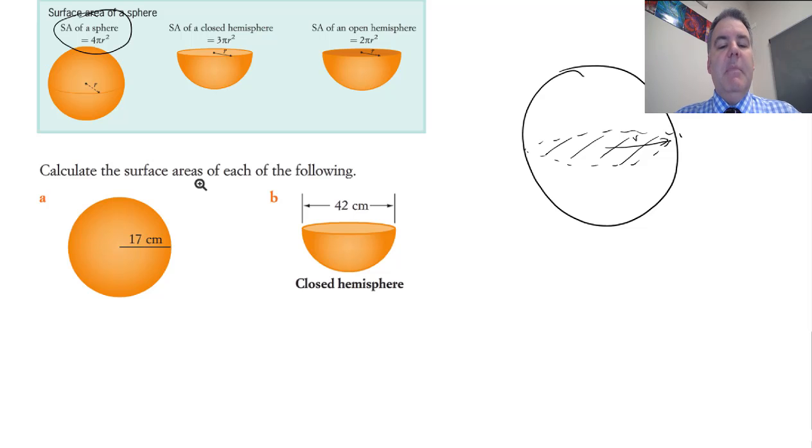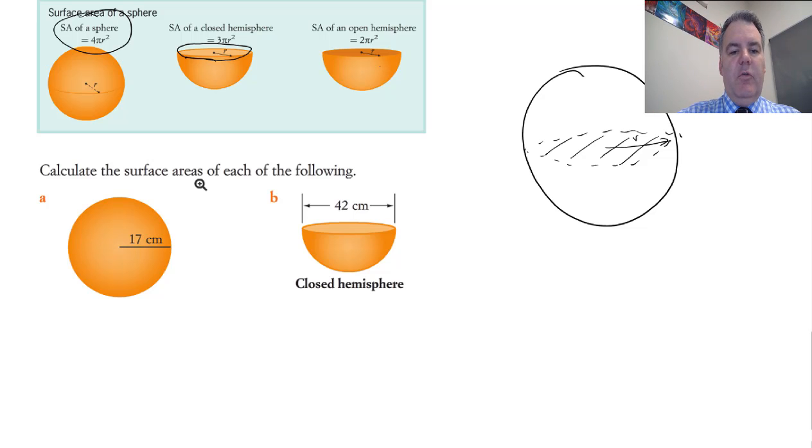So if you have a hemisphere, then the answer is half of 4 pi r squared, and then you've got the pi r squared at the top. So you've got 3 lots of pi r squared. If you've got an open hemisphere, this one here, then it's just 2 lots of pi r squared.